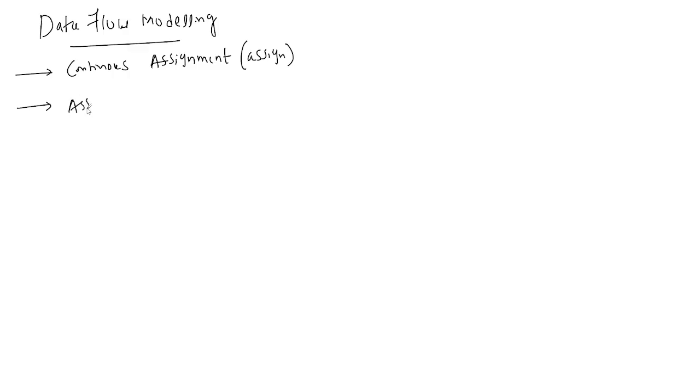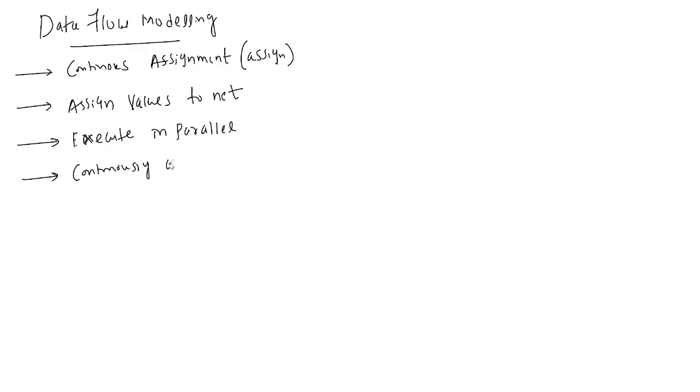When you use the assign keyword, it is used only for net data types. Whatever the inputs and outputs are, they should be net data types, mainly the wire data type. This executes in parallel, and it is continuously active.